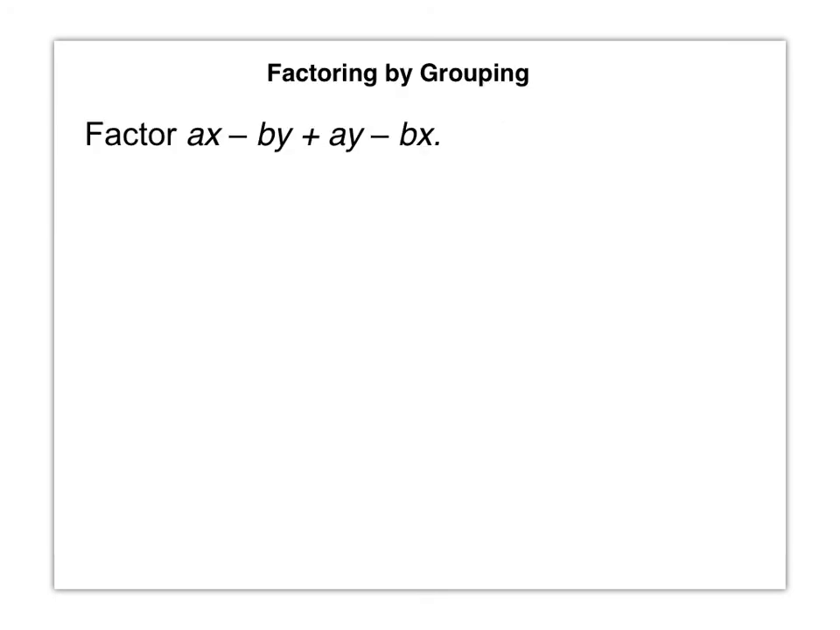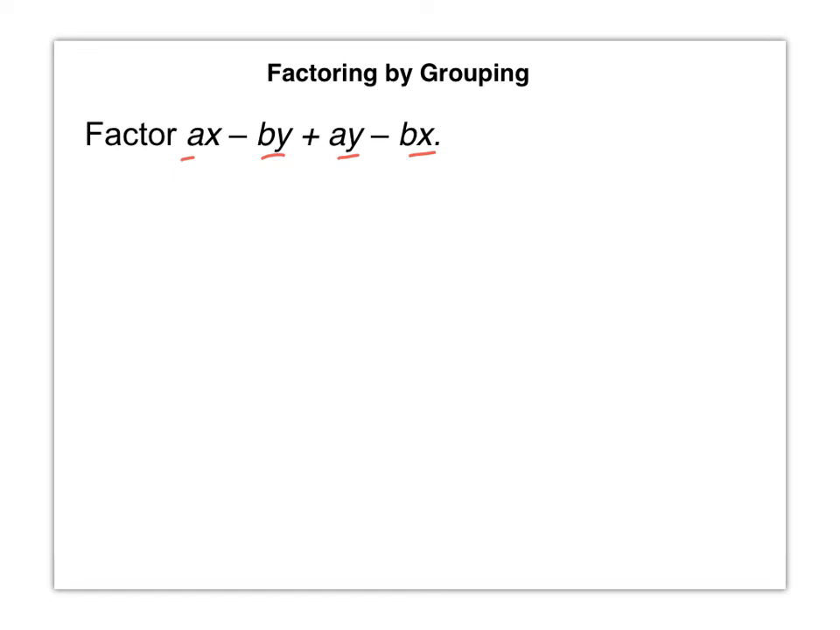Let's take a look at this example. Factor ax minus by plus ay minus bx. As you can see, there is no greatest common factor for all 4 of those terms. But if you group them in a way, it is possible to find greatest common factors within each group.